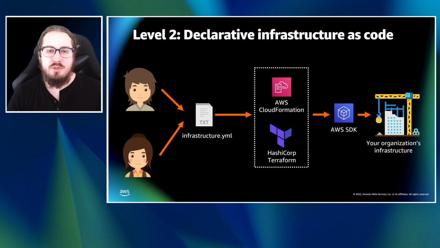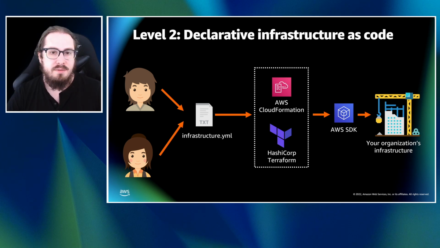And so this is where the true magic of streamlining your infrastructure deployment begins. The idea behind declarative infrastructure as code is that you can create a description of the infrastructure that you would like to have created. Typically, it's a YAML file or some type of text document. And you pass that off to an intermediary tool, such as AWS CloudFormation or HashiCorp Terraform, which then calls the AWS SDK on your behalf in order to create the infrastructure on your AWS account.